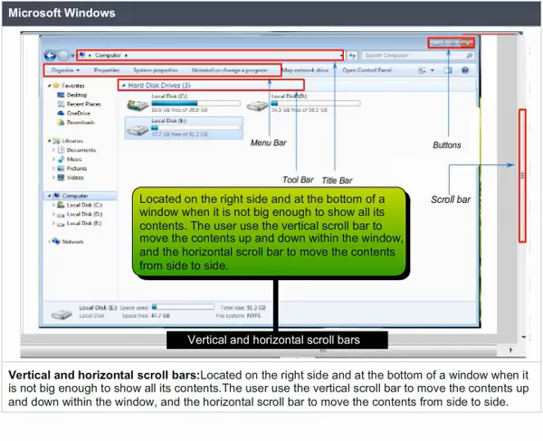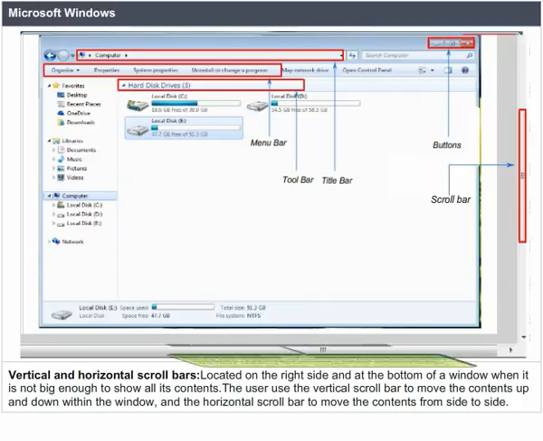Vertical and horizontal scroll bars. Located on the right side and the bottom of a window when it is not big enough to show all its contents. The user uses the vertical scroll bar to move the contents up and down within the window, and the horizontal scroll bar to move the contents from side to side.